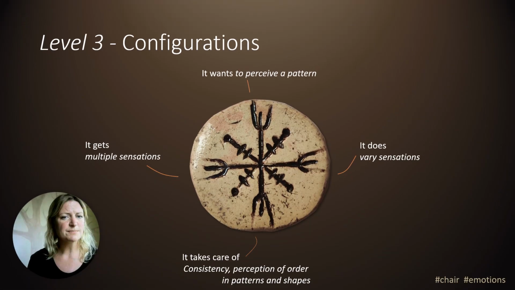Level 3 creates a sense of consistency, a perception of order in patterns and shapes. Objects are perceived as a unit, for example, a chair, emotions without the labels, just the object, just a cluster of perceptions. The configuration control system receives multiple sensations and combines these into a pattern. It creates the perception of a pattern by varying the sensations.